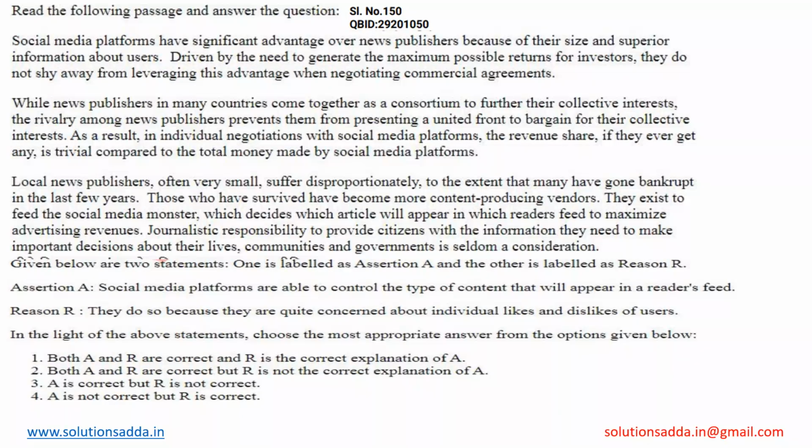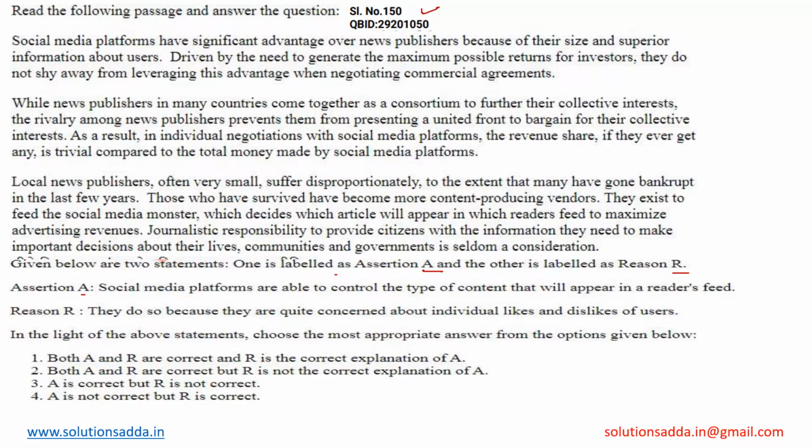Hello everyone, this is question number 50. In this particular question, two statements have been given. One is labeled as assertion A and another statement labeled as reason R. So we need to understand the assertion, and on the basis of this assertion we need to see whether this reason, this explanation, is accurate or not.